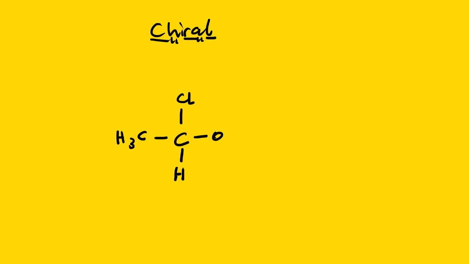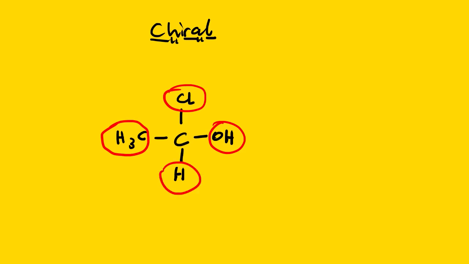Just a quick review. Whenever we talk about a chiral center, we're talking about a carbon bonded to four different groups. Let's say we have this carbon bonded to a methyl, bonded to chlorine, bonded to hydrogen, and bonded to a hydroxy group. You can see that we have different types of groups. Then we can say this one is a chiral center, and the chiral center is actually this carbon. We normally designate it with this symbol.